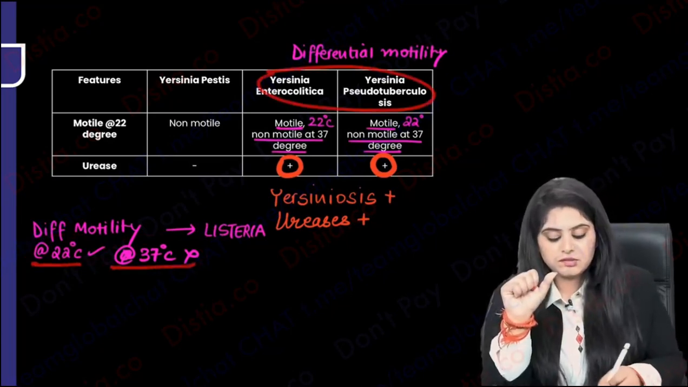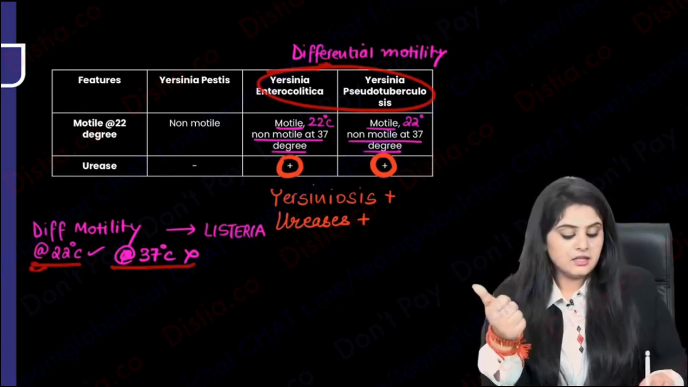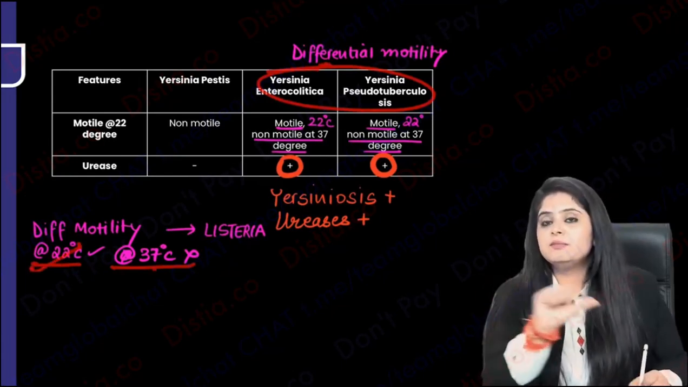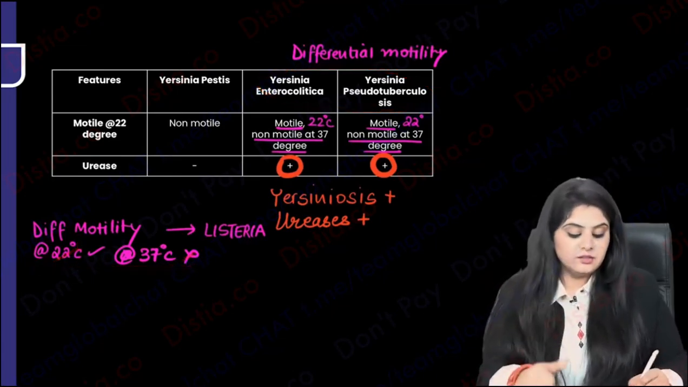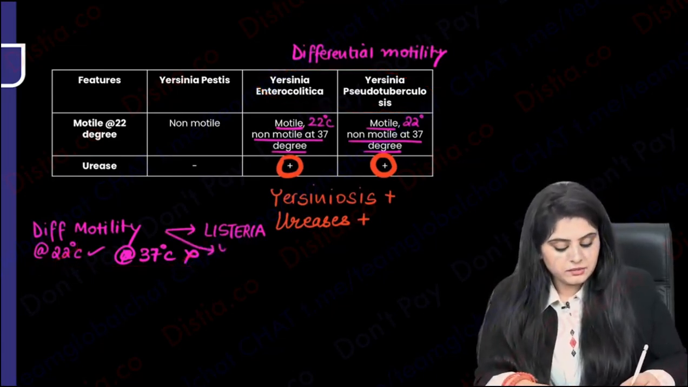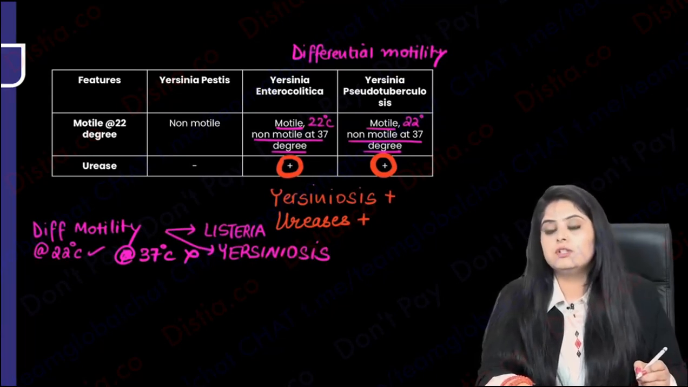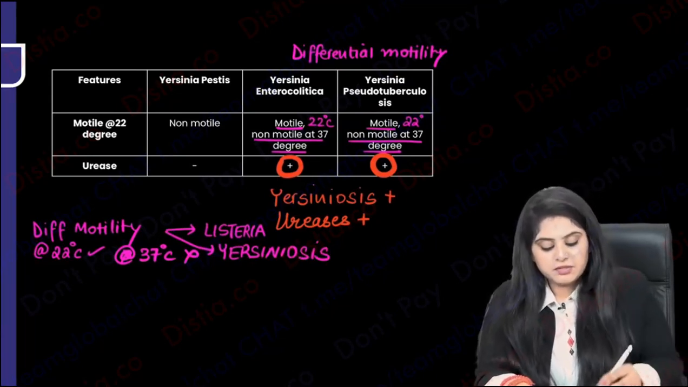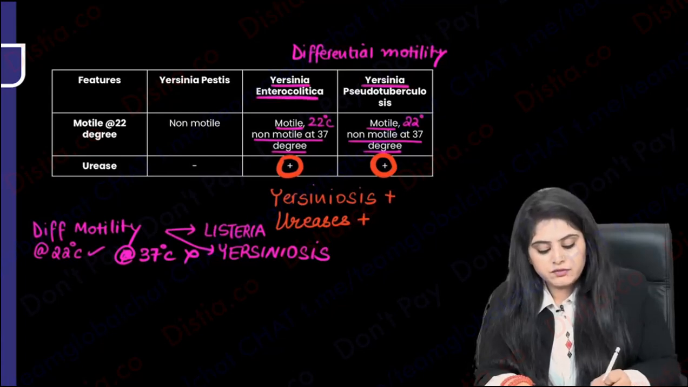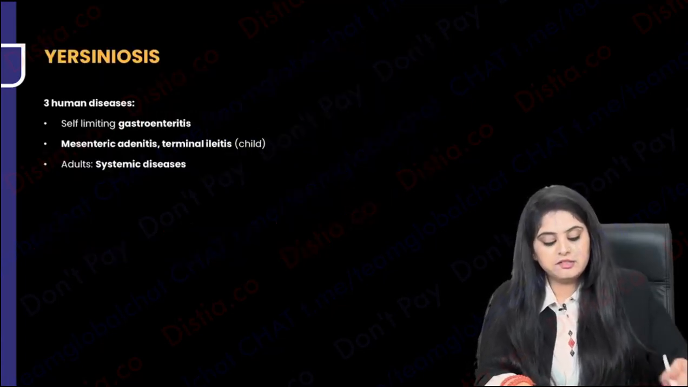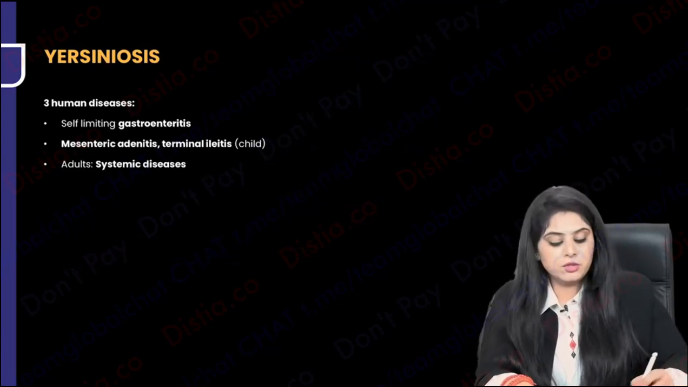Same way, Yersiniosis is also like that. It can have motility and roam around in its 20s but cannot roam around in its 30s. So remember, these are the two organisms known to show this: Yersiniosis and Listeria show differential motility. Now, for the time being, I'll quickly finish off these two, Yersinia enterocolitica and pseudotuberculosis.